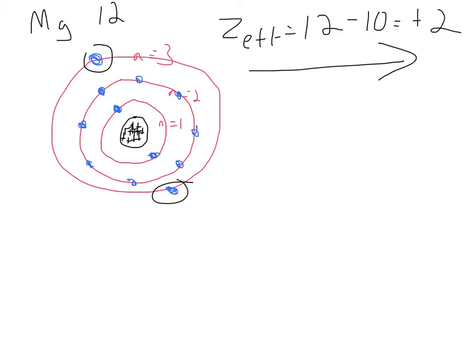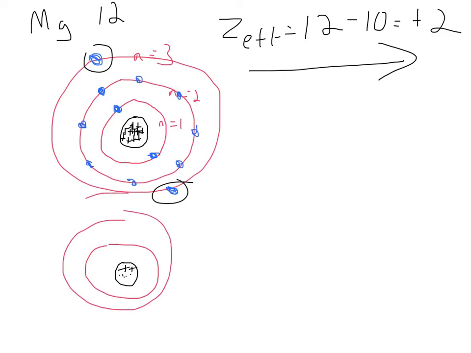So if we were to compare magnesium to sodium, if we drew sodium here, we would have our n equals 1, our n equals 2, our n equals 3, so it should be a little bit larger. We could also draw sulfur, which is farther along the periodic table. It's 16, so it has a total of 16 protons and 16 electrons.